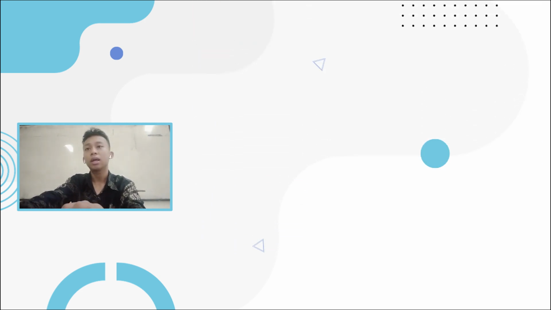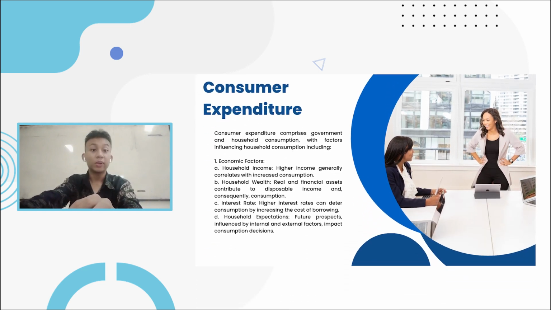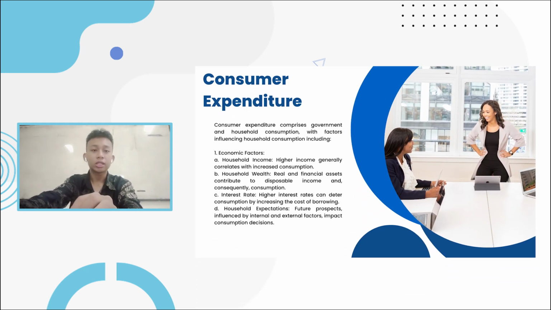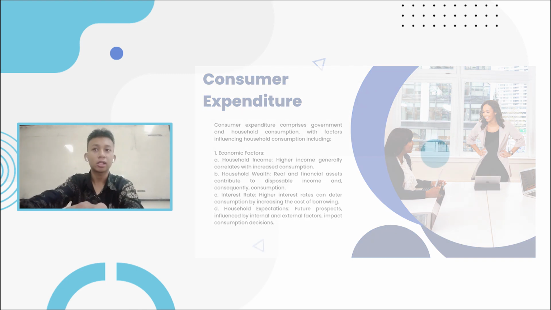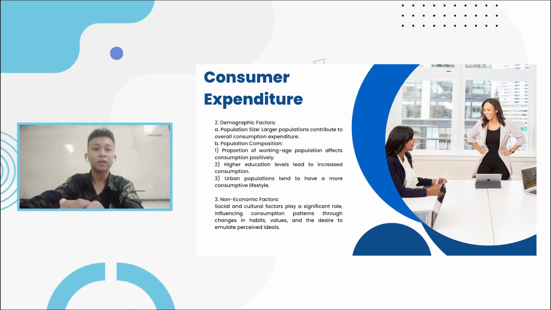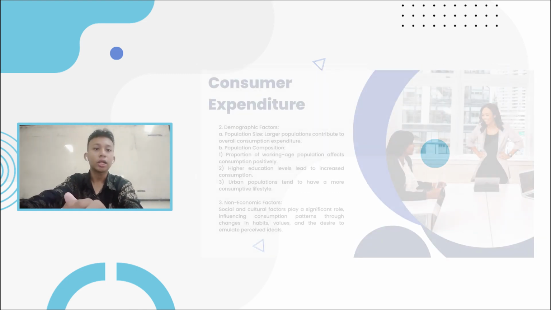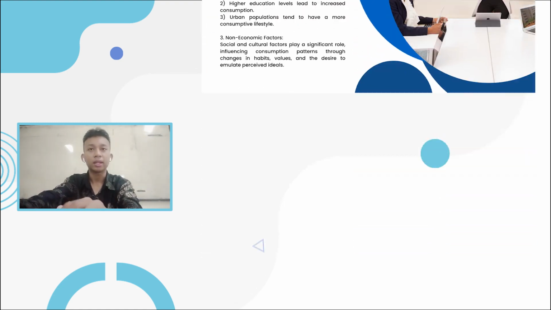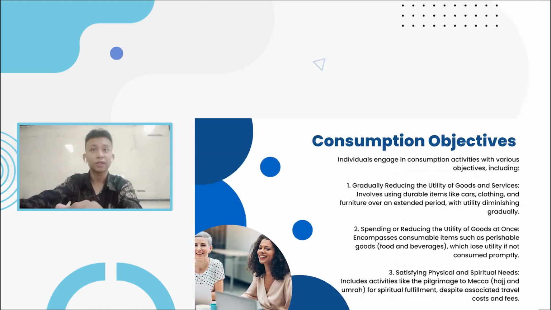Okay, the next slide. Consumer expenditure. Consumer expenditure comprises government and household consumption, with factors including household consumption, including first, economic factors, second, the demographic factors, third, the non-economic factors. The next slide, consumption objectives.